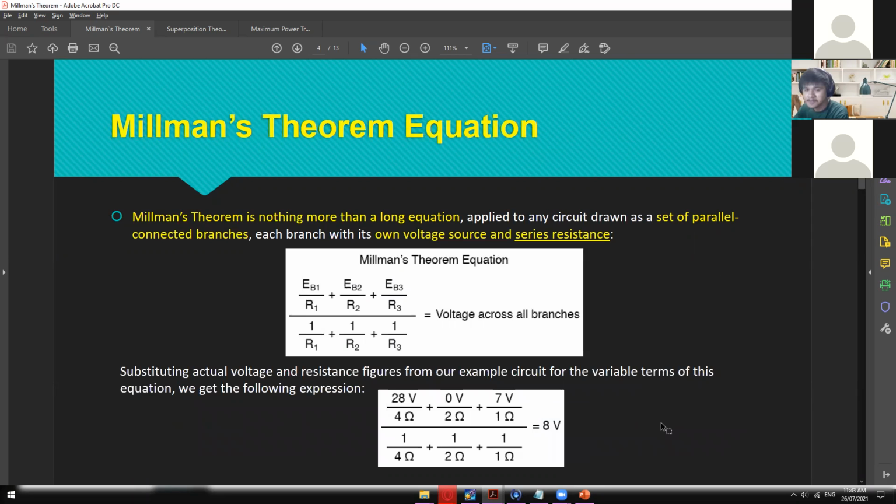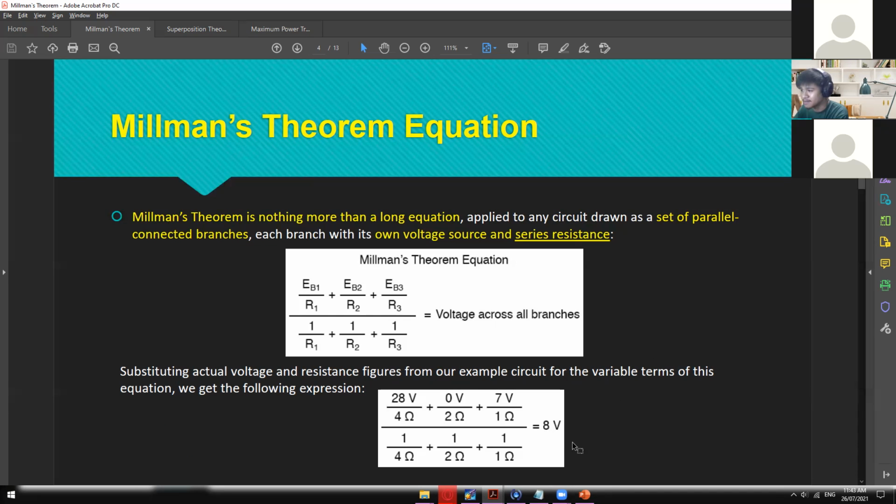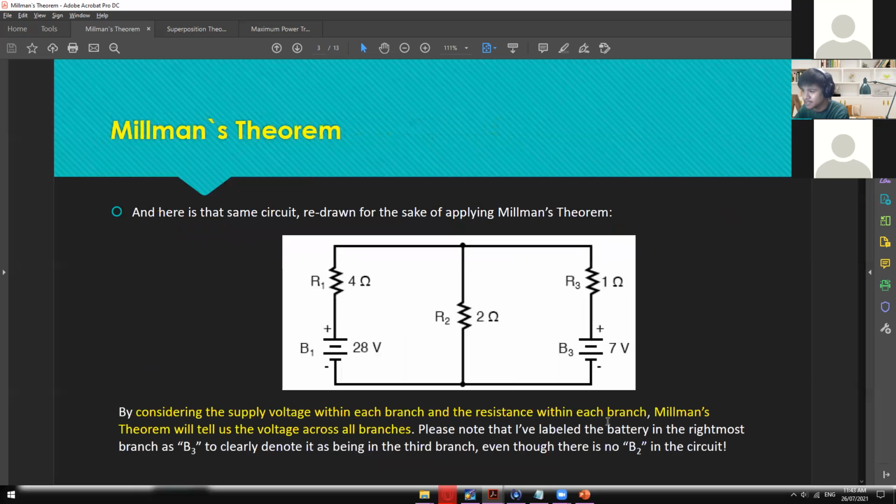Okay. So there is no tricky part in here. As long as you know this formula and you have this kind of setup, then you will get the answer as fast as you can, okay. Basta tama yung mga values nyo. Okay, so in here, the voltage that we have solved is 8 volts, meaning that is the voltage across those branches.